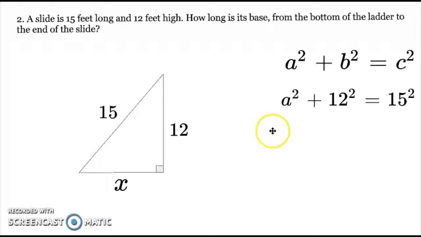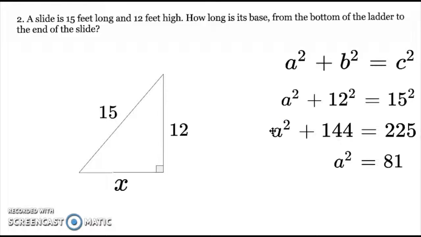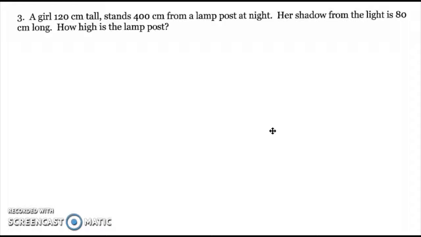So we have a squared plus 12 squared equals 15 squared. A squared plus 144 equals 225. Subtract 144 on both sides, and a squared is 81. Take the square root, you'll get a is 9. So it will be 9 feet from the end. That is number 2. Number 3.